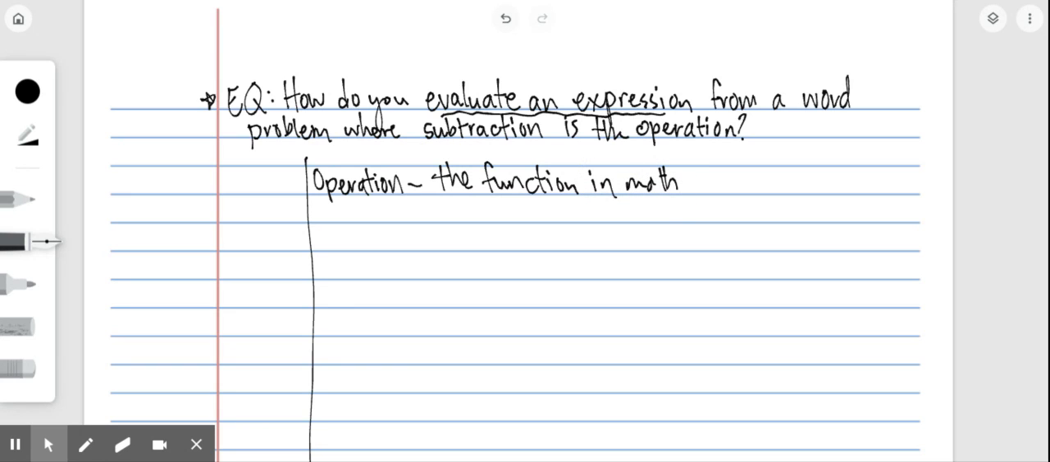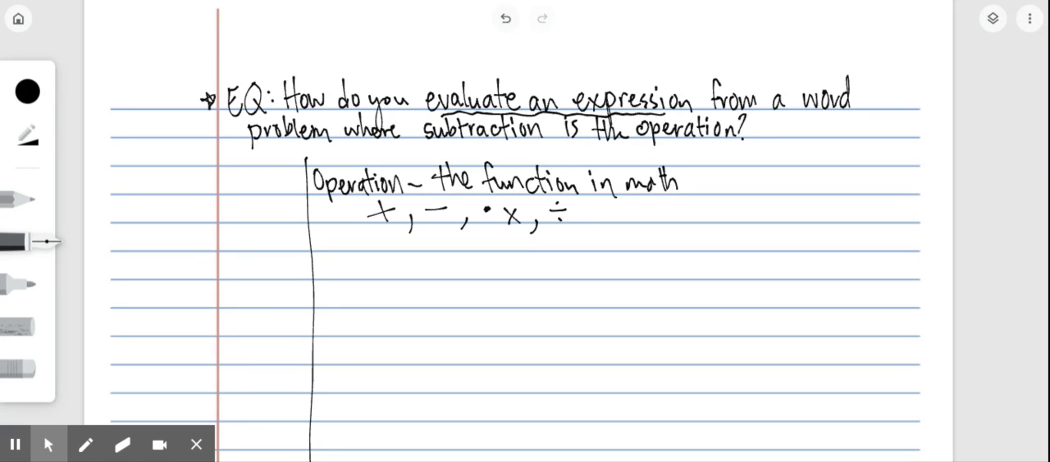For example, the plus sign is called an operator, and its operation is addition. The minus sign is an operator, and its operation is subtraction. This or this, both of those are multiplication signs, and the operation is multiplication. And this sign is a divisor. It is an operator, and division is the operation. So subtraction is the operation for today, so we're going to focus just on subtraction.